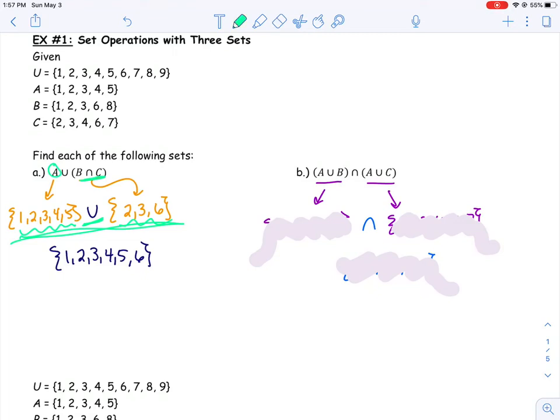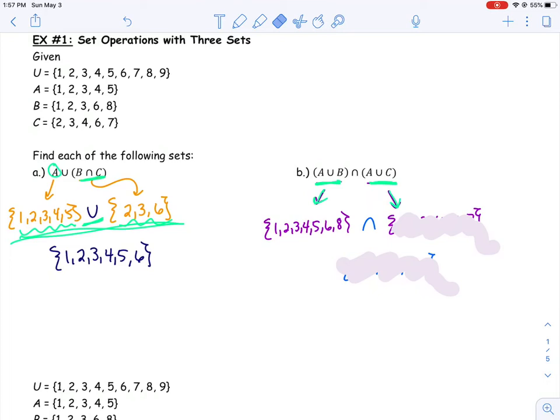Look at part B. In part B, I see 2 sets of parentheses. So I'm going to do this parenthesis first, and I'm going to list all the elements that are in the union of A or B. And then I'm going to do this parenthesis, and I'm going to list all the elements that are in the union of A and C. Do that. Pause the video, list me those 2 new sets, and then we'll get back together.